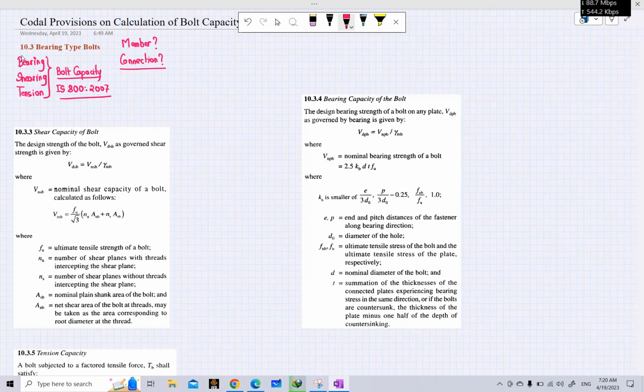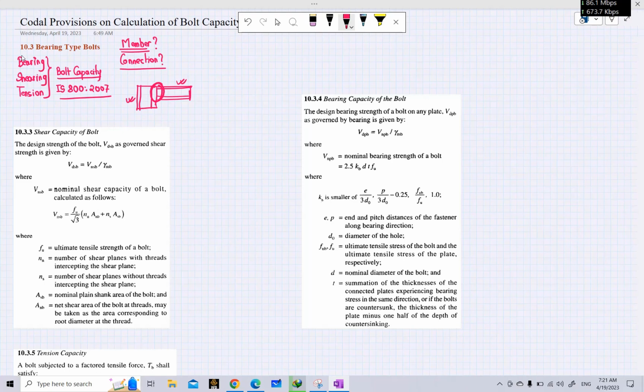Obviously in most cases we design the member first, and based on the member forces we design the connection. For example, if you have to connect a beam and a column in this way, this is just an example, first we will design the column or beam. We will ascertain the member forces that are coming onto these structural members, and based on those member forces we will be designing the connection.